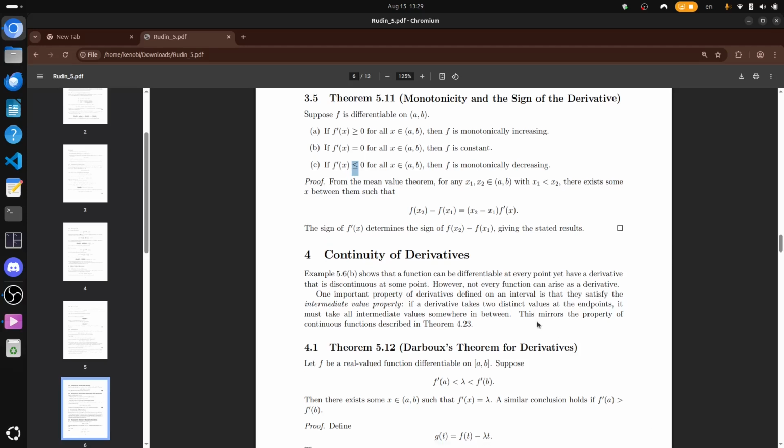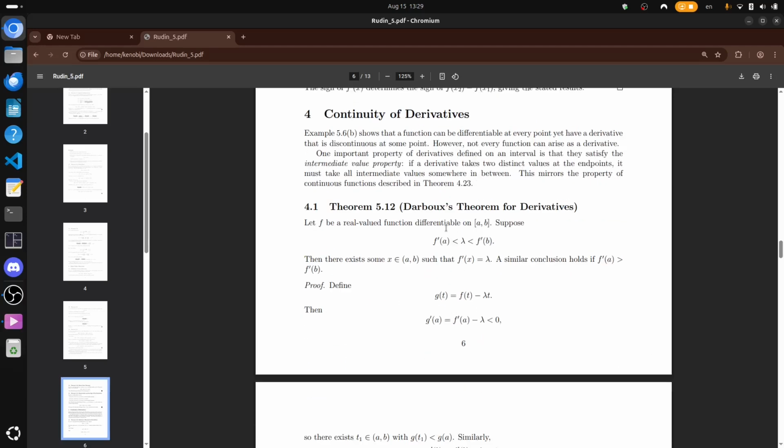Now we have the continuity of the derivative. One important property of the derivative defined on an interval is that it satisfies the intermediate value property. And we want to show this.